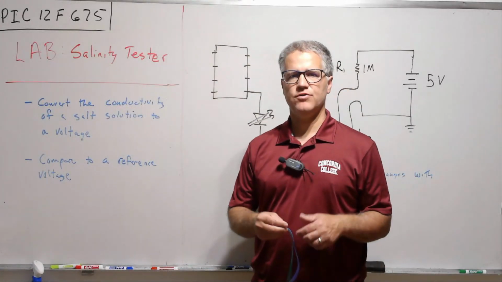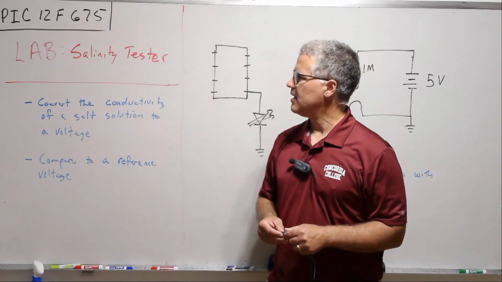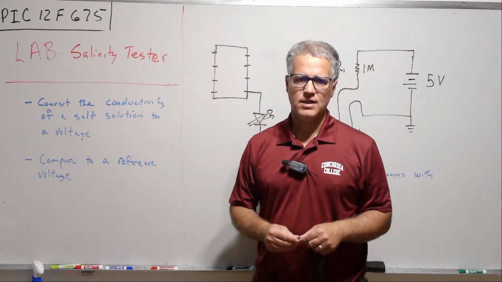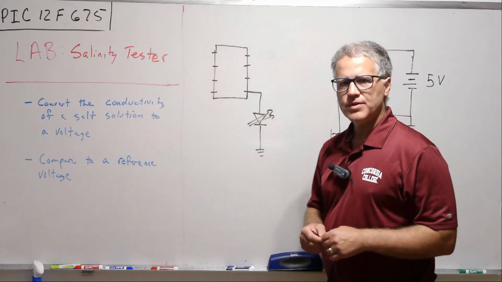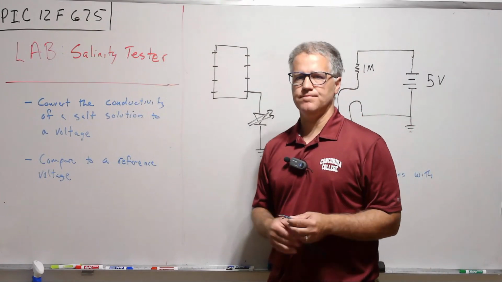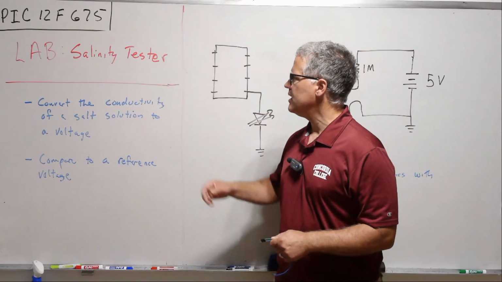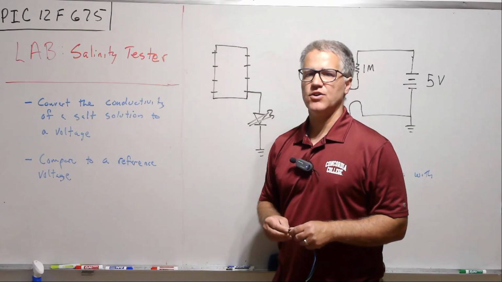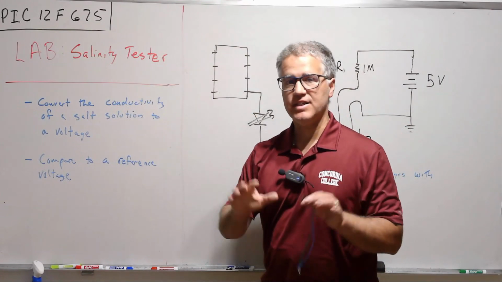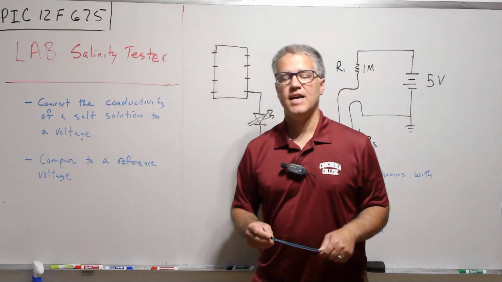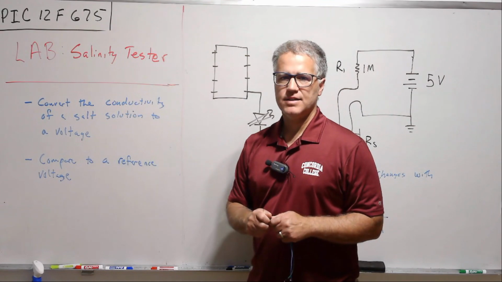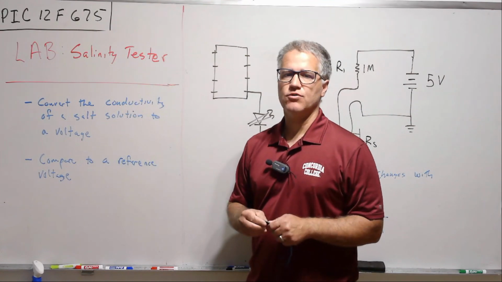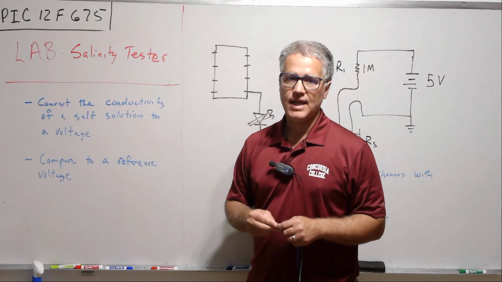So today we're going to do a little application lab after we've learned a little bit about this PIC12F675. This will be utilizing the comparator, and we're going to build a little salinity tester. The experiment will be pretty easy. It's stuff you can do at home even if you don't have access to a lab. All you need is some distilled water from the grocery store and some table salt.